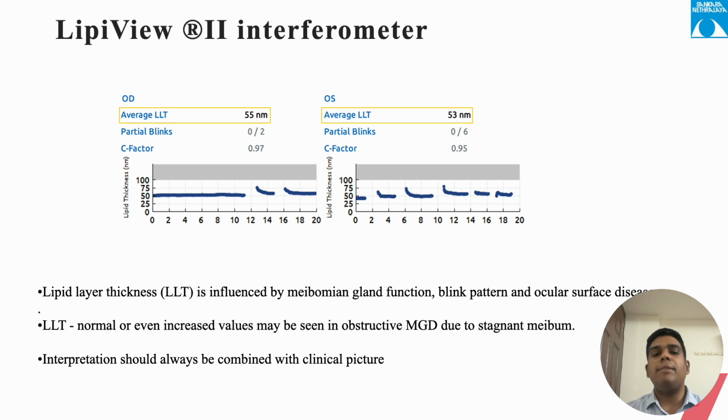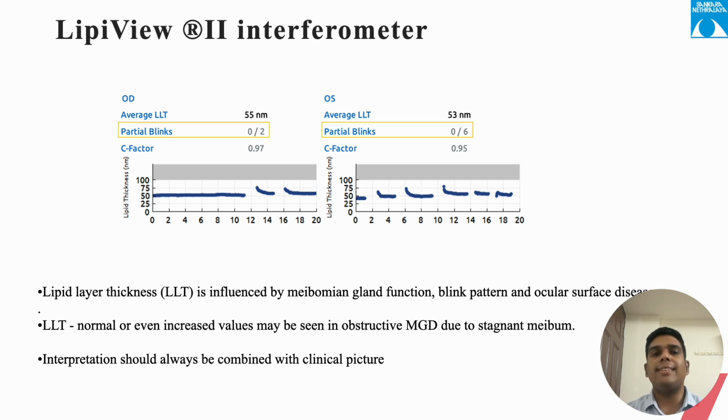The LLT can be influenced by various factors like meibomian gland dysfunction, blink pattern, and ocular surface disease. The lipid layer thickness can be normal or even increased in meibomian gland obstruction or in aqueous deficiency disorders due to a stagnant membrane. So interpretation should always be combined with the clinical picture.